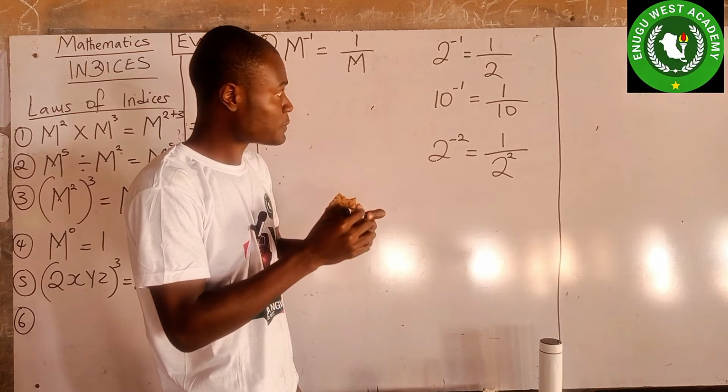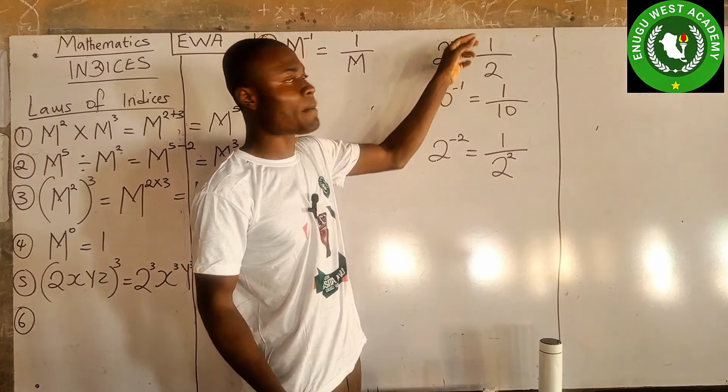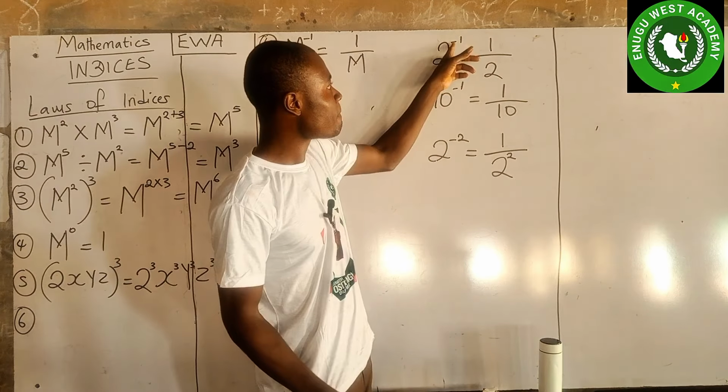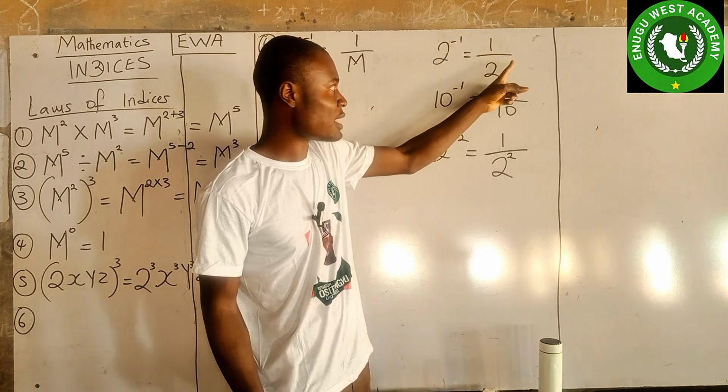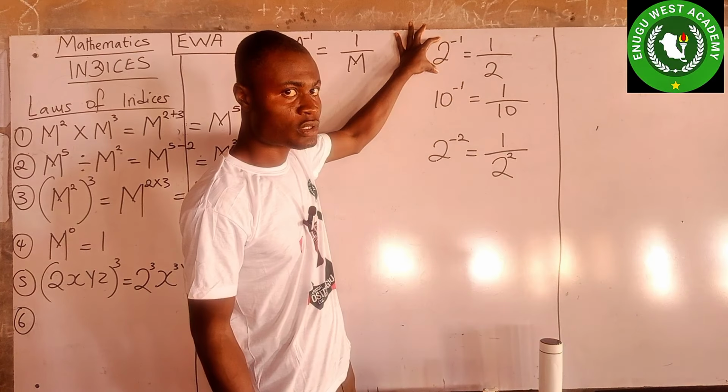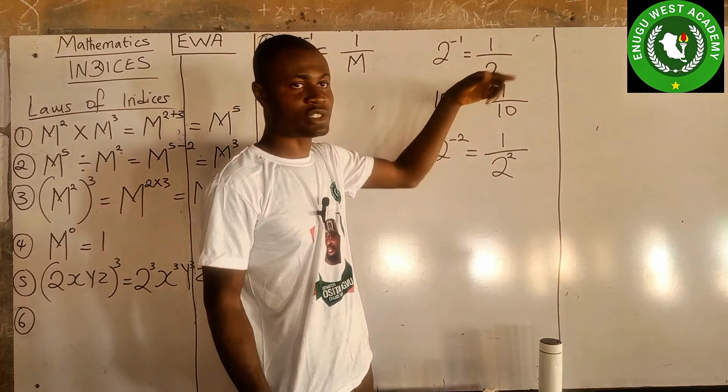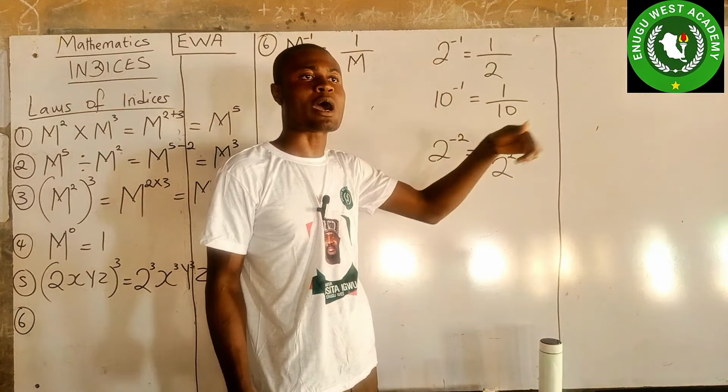Now, pay attention. This 2 raised to power minus 1, the power minus will change to 1 over. What is the number here? It is 2. Then you write the 1 here, but we know that anything raised to power 1 is still that thing. That's why I'm having 1 over 2. It is supposed to be 1 over 2 raised to power 1, but because anything raised to power 1 is still that particular number. Now, 10 raised to power minus 1 is equal to 1 over 10. Once it is raised to power minus 1, just write 1 over that particular number.